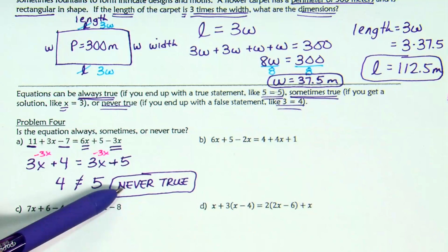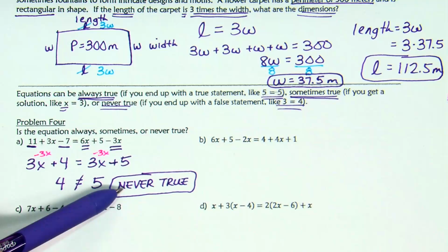So if I want to know, is this equation always, sometimes, or never true? What do we start off doing? We need to start like we're solving it, yes? So if we clean up the left here, what about 6x plus 5 minus 2x? What about on the right? 4, 4x, and 1? 4 and 1 can add, and you have? 5. Yeah, so 4x plus 5.